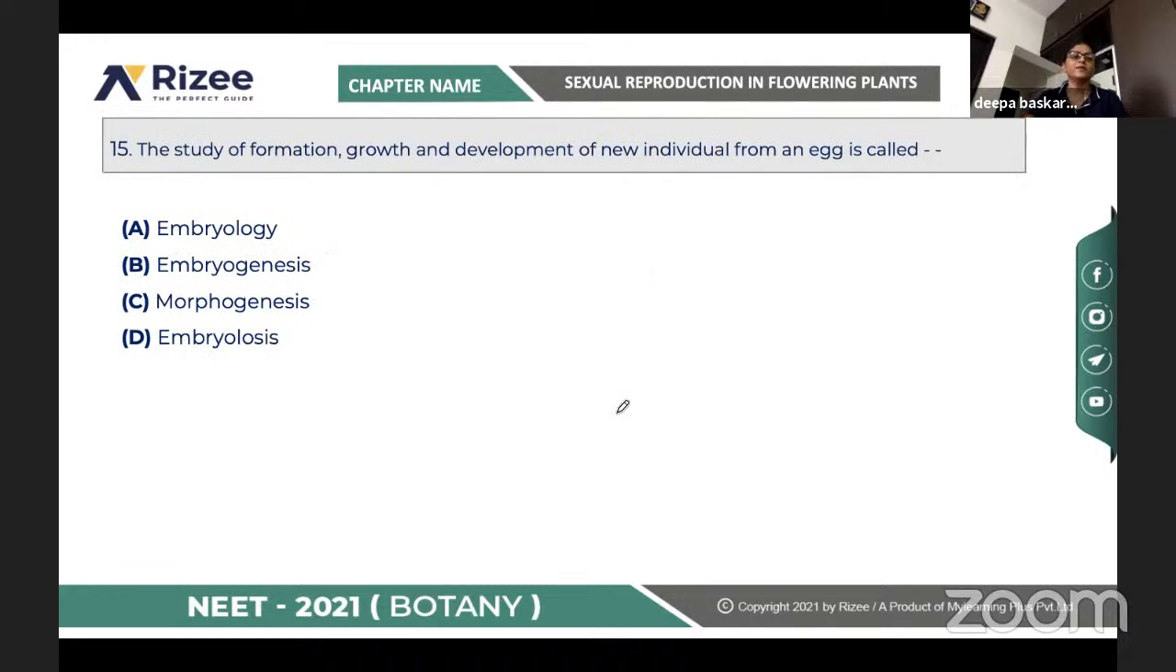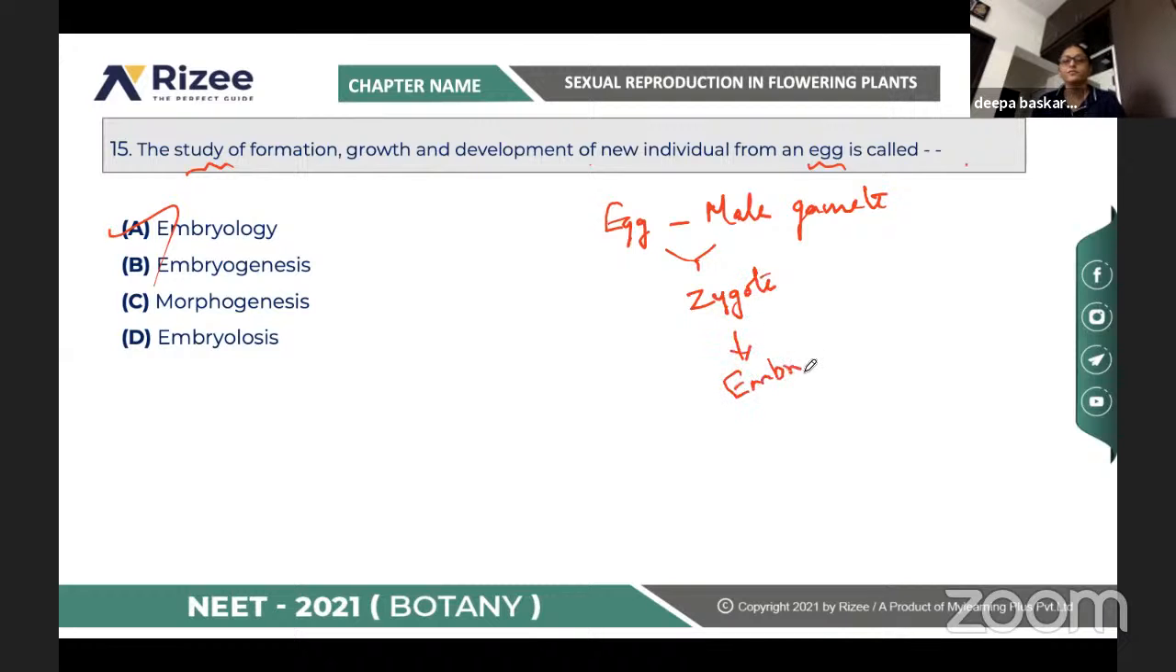Okay. So the next question is: the study of formation, growth, and development of a new individual from an egg is called embryology. The egg meets with the male gamete and first forms a zygote. The zygote forms an embryo, and from the embryo, the full organism will be developed.